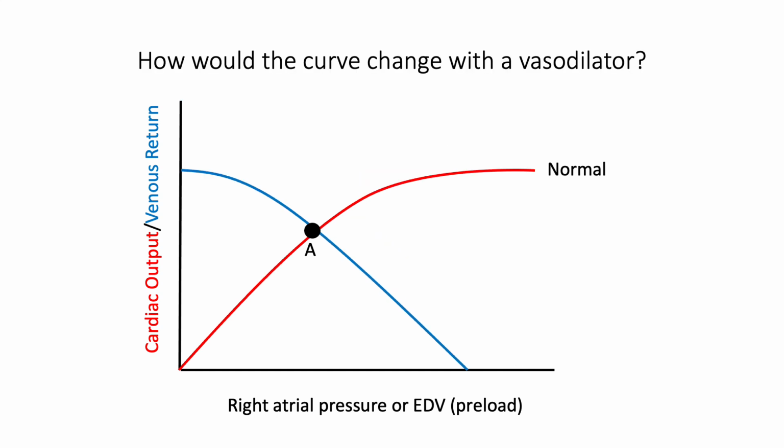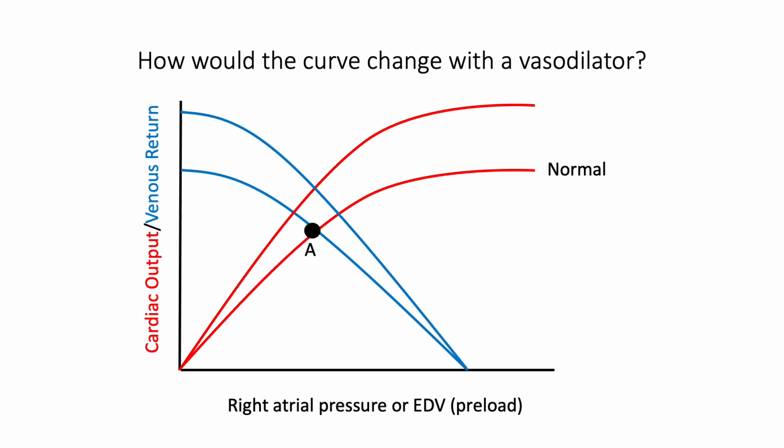Now, what if I give somebody a vasodilator? Well, if you give someone a vasodilator, you're going to decrease their afterload. And when you decrease afterload, cardiac output goes up. You've also decreased total peripheral resistance. You've decreased venous resistance, and so venous return will also go up. And so this patient now, after you give them a vasodilator, is going to have a new equilibrium point at a higher cardiac output with a higher venous return. So that's what their new curve would look like.